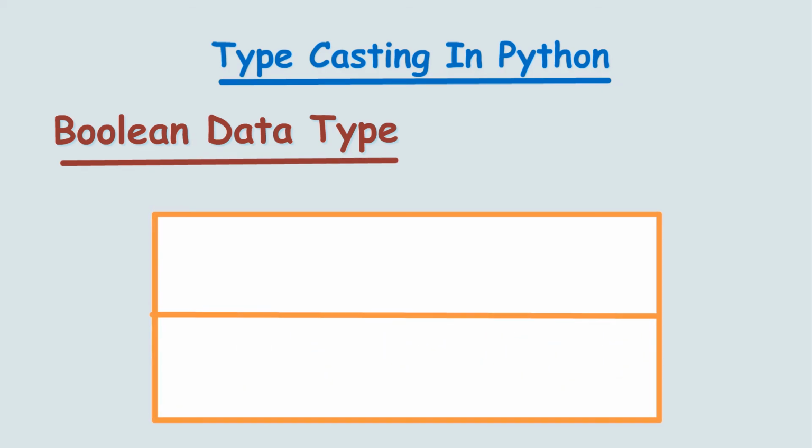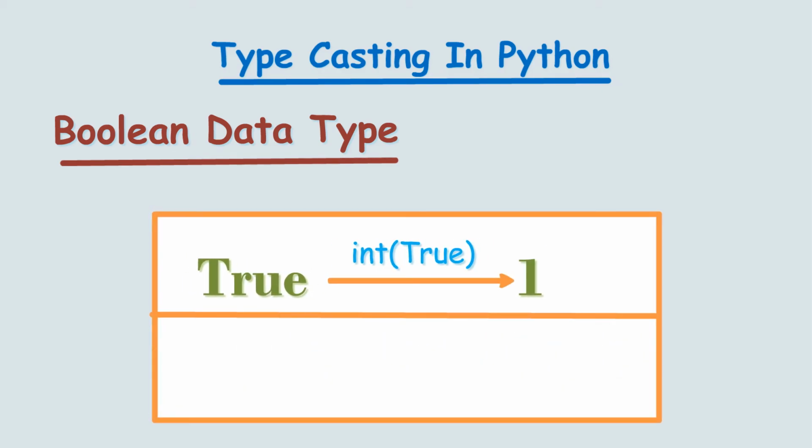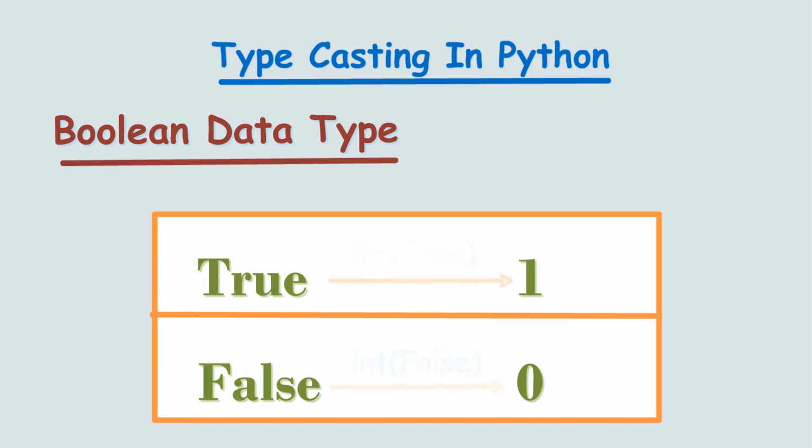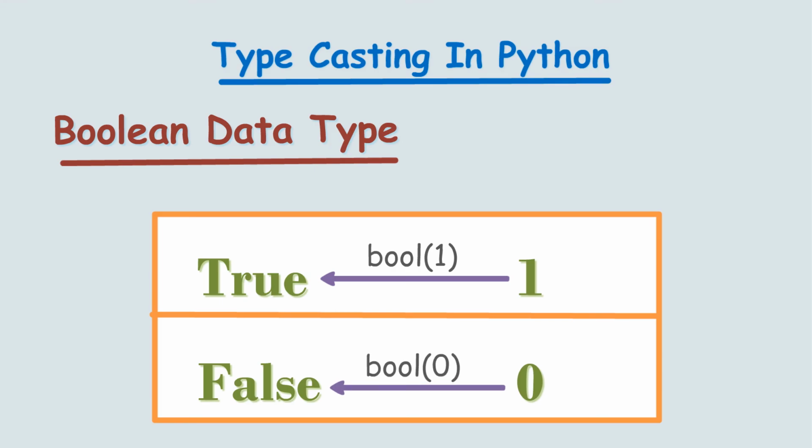If we cast a Boolean true to an integer or float, we will get a 1. If we cast a Boolean false to an integer or float, we get a 0. If you cast a 1 to a Boolean, you get a true. Similarly, if you cast a 0 to a Boolean, you get a false.